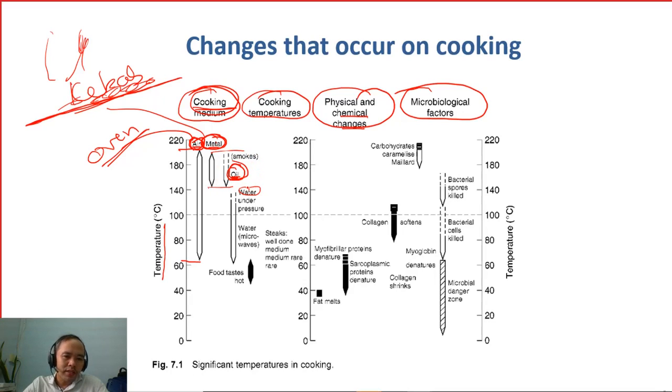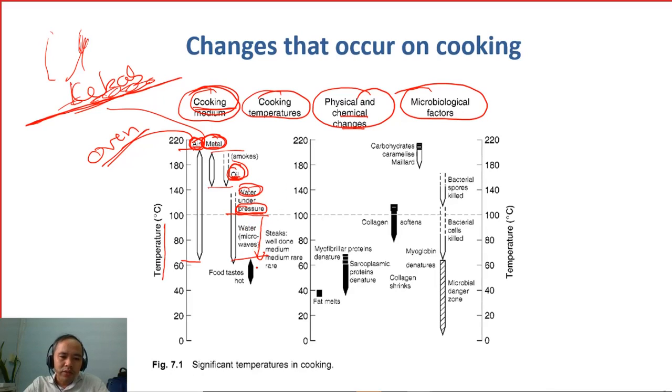If we use water as the medium to cook, at normal pressure we cook at around 100 degrees C and below. Okay, but if you want to use water at higher than 100 degrees C, we have to work with high pressure, higher than atmospheric pressure. This we already studied a lot.